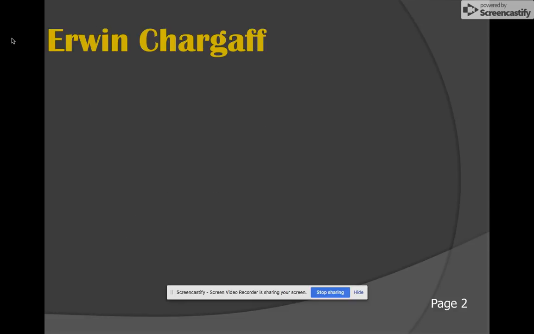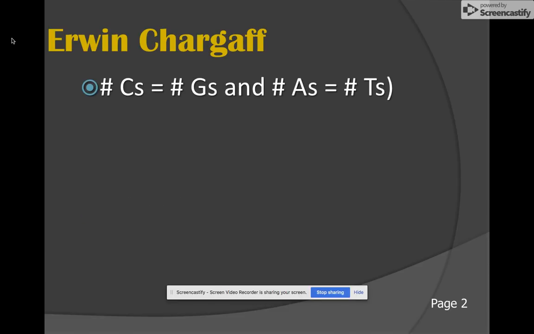So Erwin Chargaff, he was a guy, obviously, who came up with the base pairing rule. He noticed that the number of cytosines was equal to the number of guanines. Same thing with adenine and thymine. They were all equal to each other when he looked at any number of DNA samples.